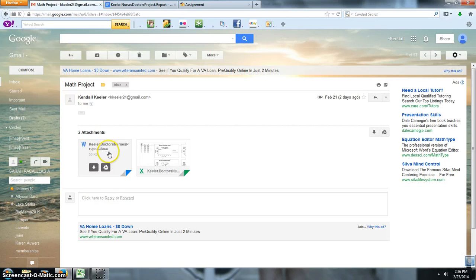Here I also have the Word document and the Excel document in my email, but they will not open because I don't have either of these documents in my computer.